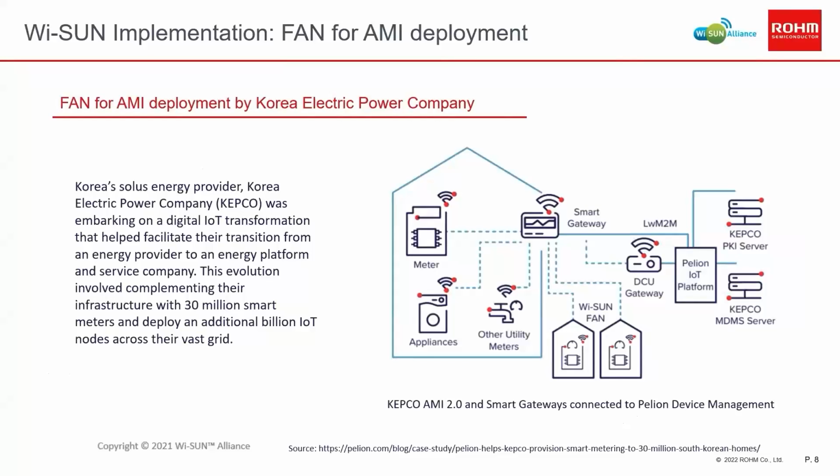which was embarking on a digital IoT transformation that helped facilitate the transition from an energy provider to an energy platform and service company. This evolution involved complementing their infrastructure with 30 million smart meters and deploy an additional billion IoT nodes across their vast grid. They also have chosen Wi-Fi as their main communication technology to lead this innovative idea.